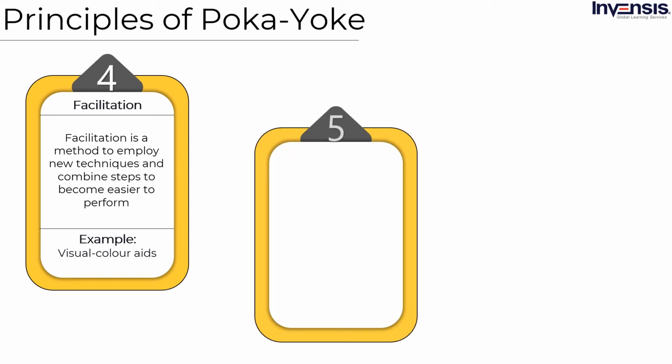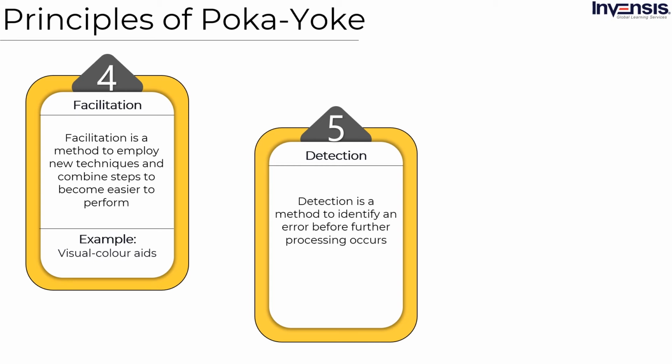The fifth principle is detection. Detection is a method to identify an error before further processing occurs. This is done so that the user can quickly correct and solve the problem. An example of this principle would be that a light indicator is present in the machine, so it doesn't include more parts than required. Once it reaches the marked level, light is produced, and employees can detect it easily.